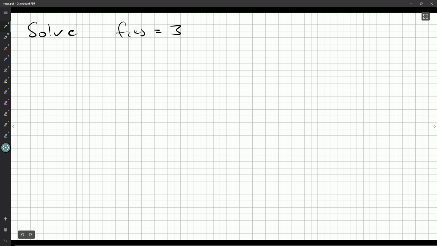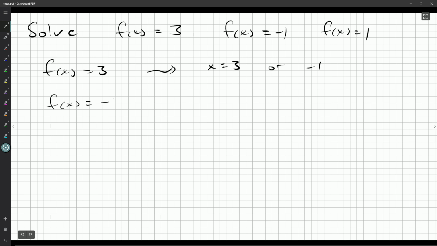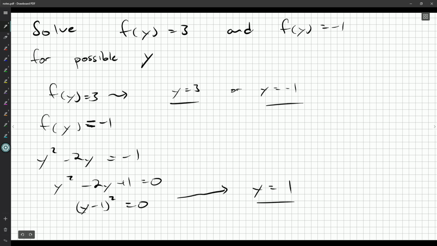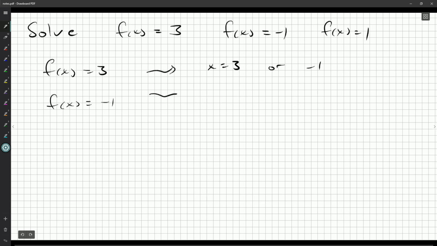So now we just have to solve f of x for 3. We know how to do that. f of x for minus 1. We know how to do that. And f of x for 1. Okay, so x is 3, or it's minus 1. Solving f of x equals minus 1 is the same as solving f of y equals minus 1. They're just different variables. And so that would produce x has to be 1.